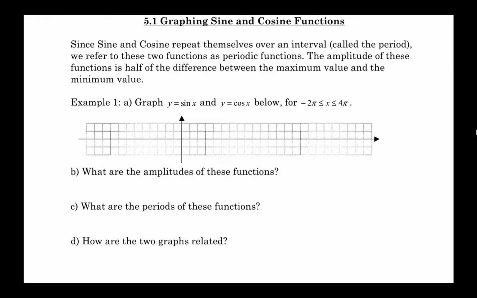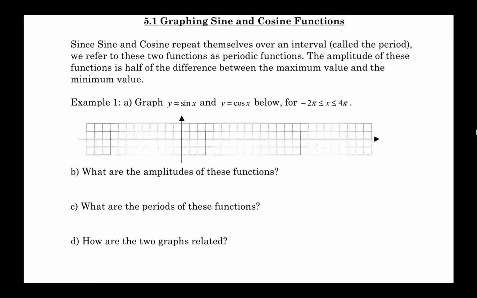Now, just a little bit of background information. Since sine and cosine do repeat themselves over an interval which we call the period, we do refer to these two functions as periodic functions. Their amplitudes are going to be, in each case, the difference between the maximum and minimum values on the function. And so we'll see specific examples of that shortly.